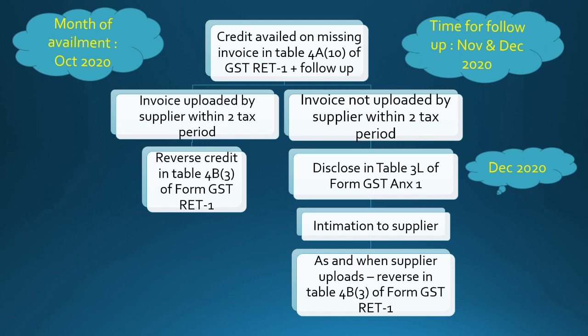The only liability of the recipient is to reverse the credit as and when the supplier uploads the invoice in future, since credit cannot be availed twice on the same invoice. Reversal has to be done in serial number 3 of table 4B of form GST RET1 as discussed earlier. If the recipient has opted to file form GST RET1 quarterly, then such missing invoice has to be reported in the quarter immediately succeeding the quarter in which credit was claimed.